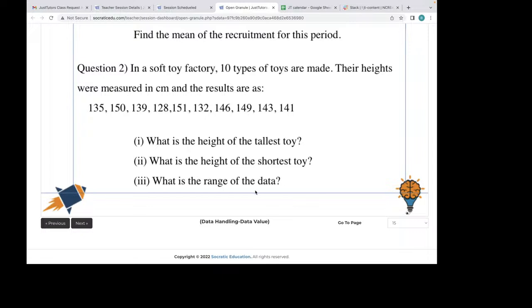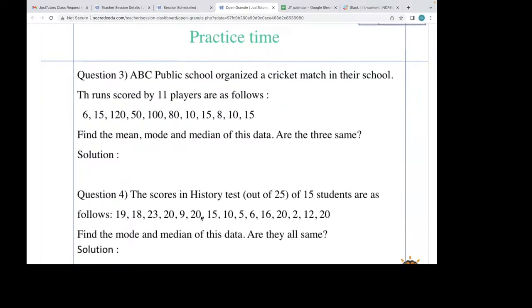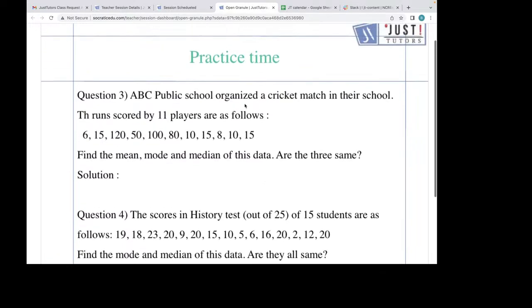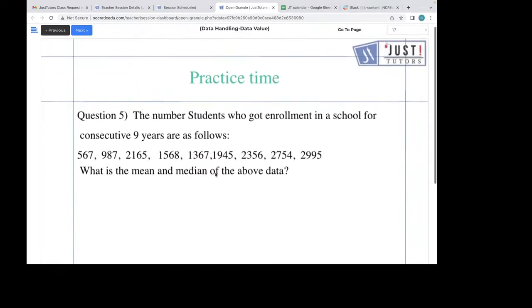Now what is the range of the data? For the range of the data, we have to find the difference of the height of the tallest toy and the height of the shortest toy. So the tallest is 151 and the shortest is 128. So we can do their difference to find the range of this data. Now you can do all these questions all by yourself. These are for your practice. So please attempt all these questions.